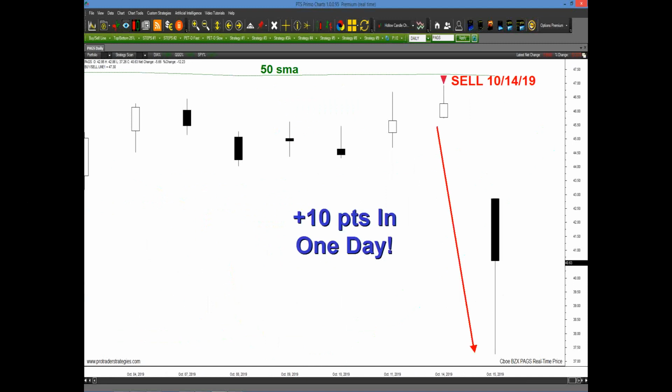It's up to you. But guess what? The stock dropped 10 points the next day. Now, did we know it was going to drop 10 points? Absolutely not. All we knew is that the market was telling us not to buy this, and then actually it wanted to go lower. Okay? Most likely you would have covered the next day with a 10-point gain or on the opening. It was up to you.